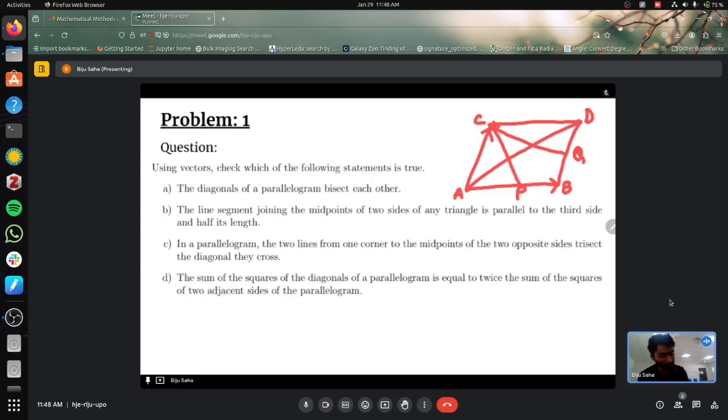So essentially we have to prove, let's say they trisect at points M and N, then essentially we have to prove AM is equal to 1/3 of AD. So this is the claim from statement C. We have to prove it using the rule of vector.